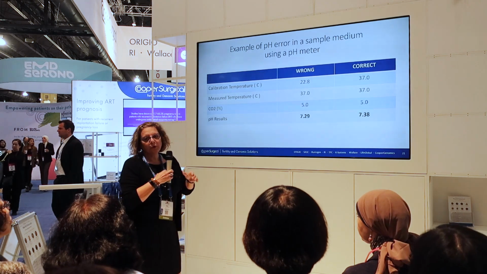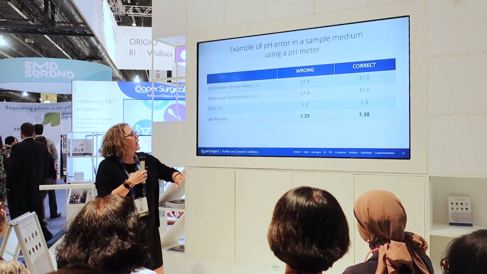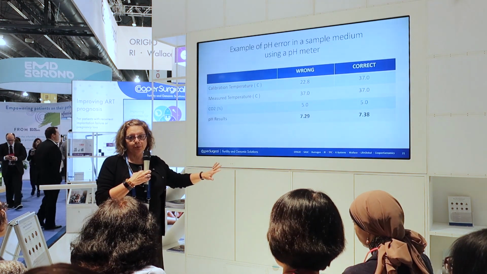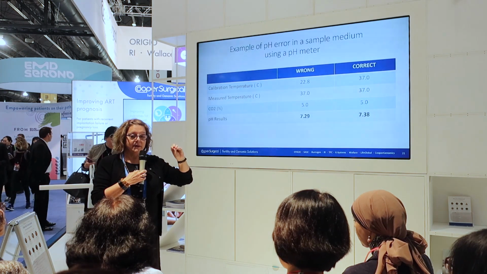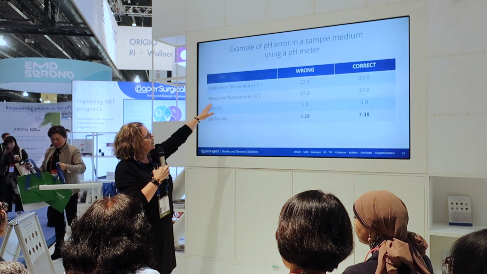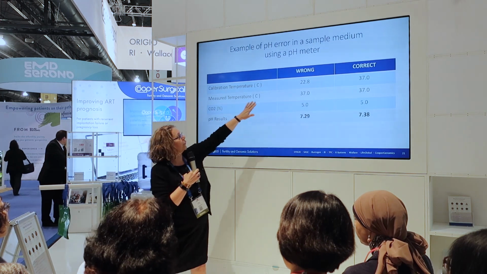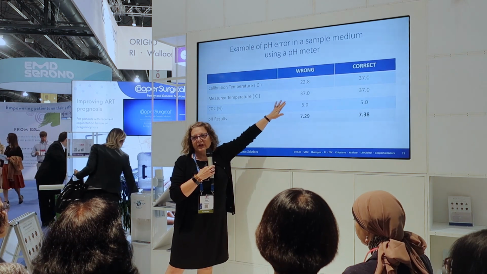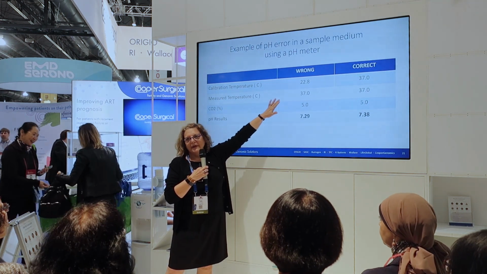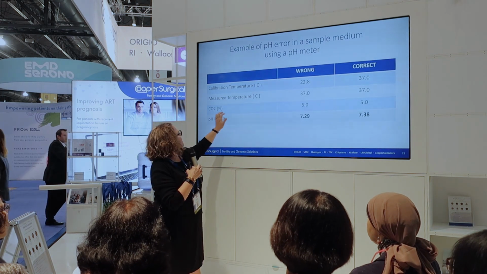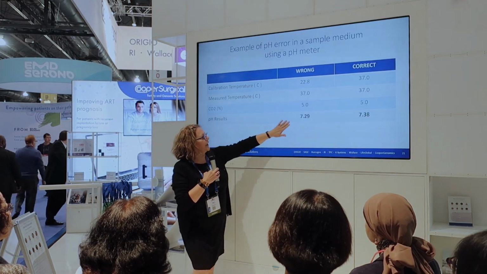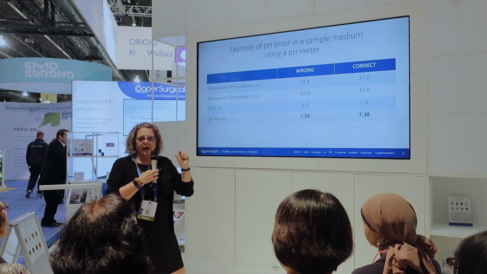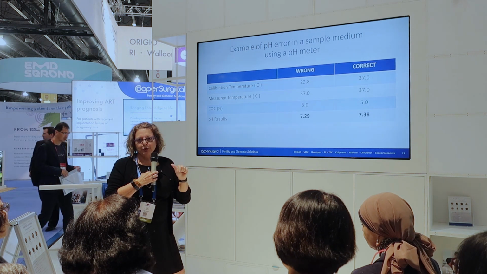So if you have a pH meter that does not have a temperature probe to correct for temperature, what you're going to do is calibrate your pH meter at room temperature, right? But then your sample is coming out of the incubator at 37 degrees. So even though your CO2 is the same, it's going to give you a different pH because the calibration and the samples are at two different temperatures.